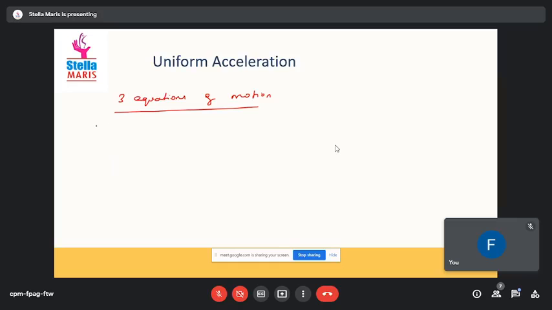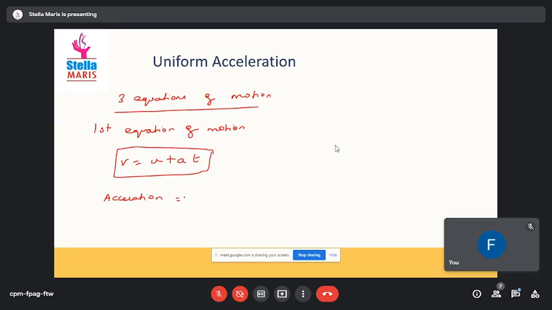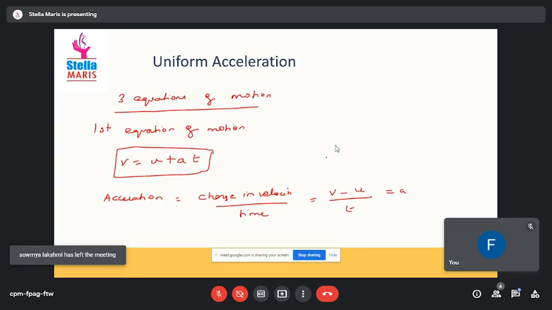What is the first equation of motion? v equal to u plus at. Very good. v is equal to u plus at. So you know the derivation of this? Acceleration is nothing but change in velocity divided by time. Change in velocity is final velocity minus initial velocity. So (v minus u) by t is equal to a, which becomes v minus u is equal to at. So u goes to that side, and v is equal to u plus at. So this is a small derivation.